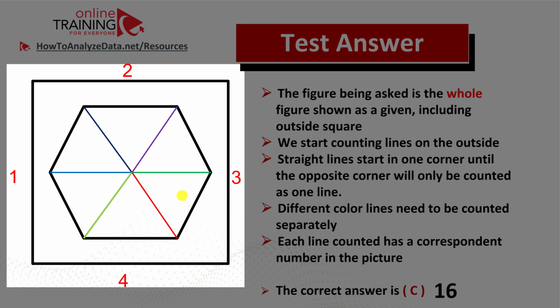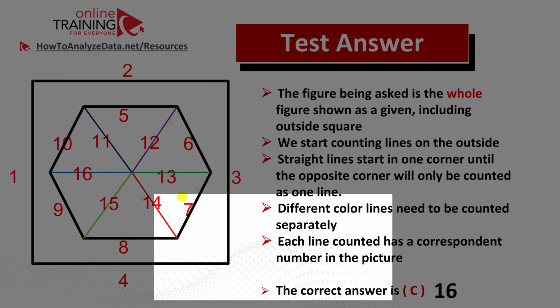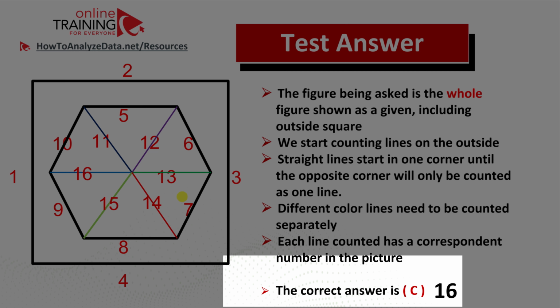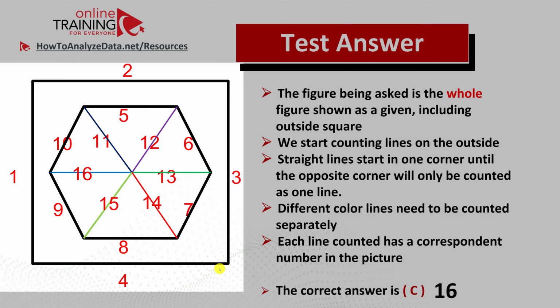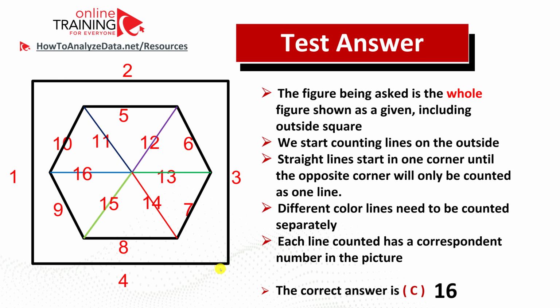Now let's count number of lines on the inside shape. 5, 6, 7, 8, 9, 10, 11, 12, 13, 14, 15, and then 16. So the correct answer here is 16. 16 lines, because that includes the outside shape, which has 4 lines as well. Hopefully you've nailed this question and now know how to answer similar questions on the test.